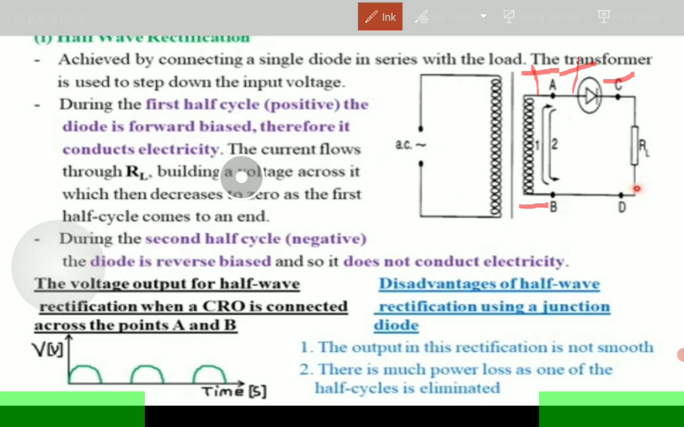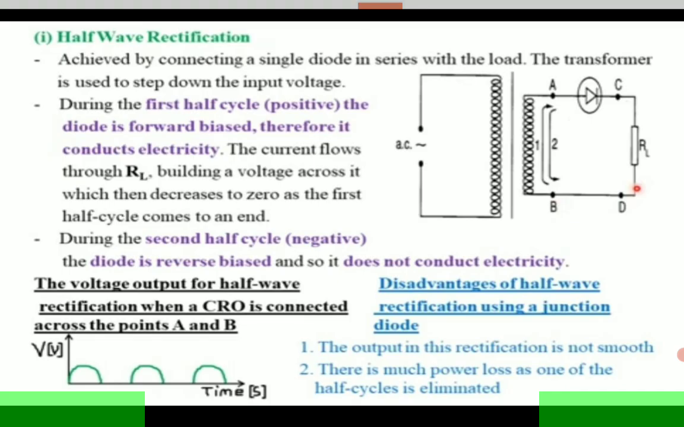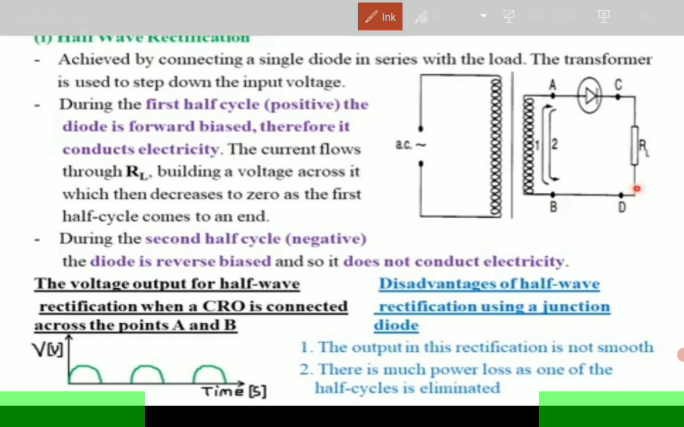The current is going to flow through load resistor L, building a voltage across it, which then decreases to 0 as the first half comes to an end. So the first half ends here. But if you look at this time, if we call the lower end of the voltage source, the secondary coil, positive, this is what is going to happen.